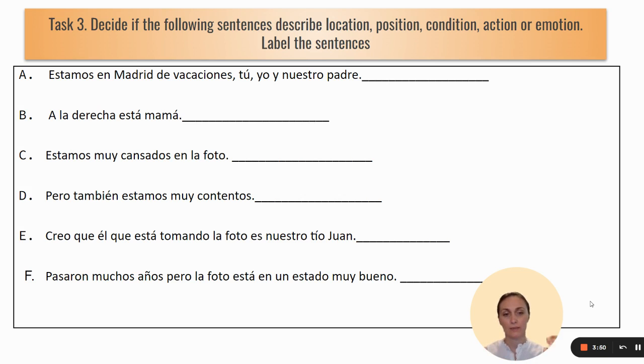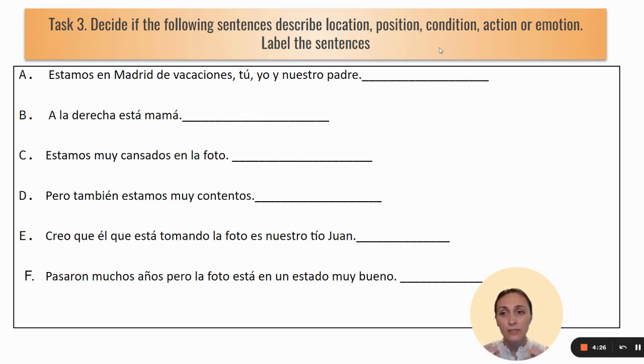And the verb estar, as the verb ser, is translated in English as the verb to be, yeah? So how do I know when to use ser, and when to use estar? We've already seen the uses of ser. Now we're going to have a look at the uses of estar. And we're going to start with a simple exercise. The following sentences are from the text we just saw, okay? What I want you to do is to decide if the sentences describe location, position, condition, action, or emotion, and you have to label the sentences.